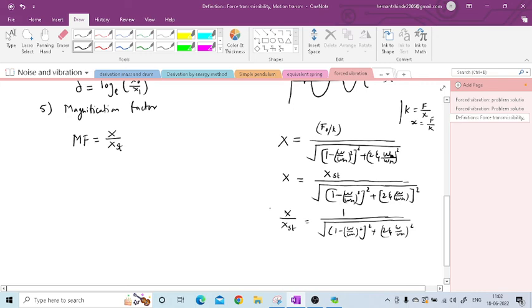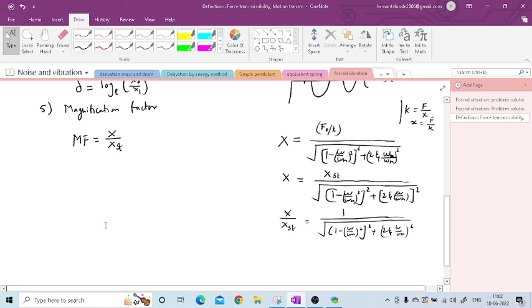So it is the ratio of the amplitude of steady state vibration to the zero frequency deflection. Now why is this called zero frequency deflection? Because actually in forced vibration the force is F naught sin omega t, and we have considered sin omega t equal to 1. So this is called zero frequency displacement. So the ratio of x divided by xst is nothing but the magnification factor.